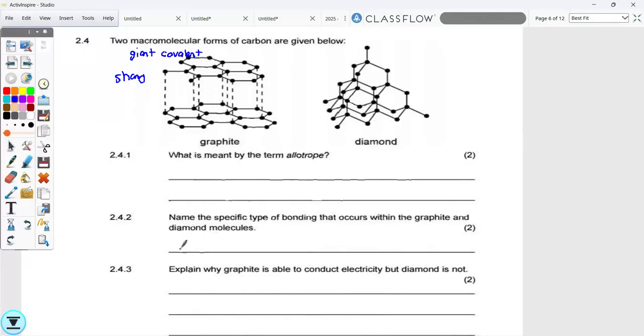Yes, remember I want 3 words. Very well done. So it's not just a covalent bond, because a covalent bond will only give you 1 mark. So yes, it's a covalent bond.